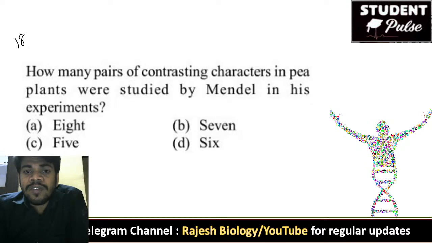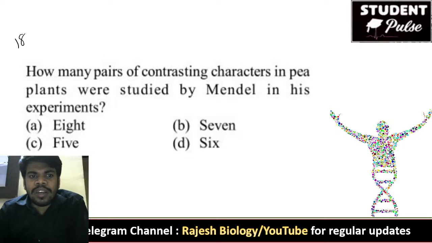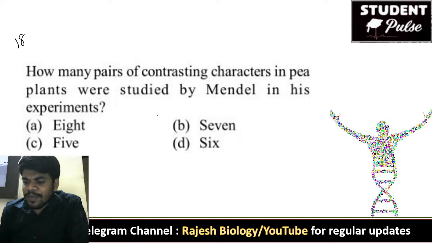18th question. How many pairs of contrasting characters in pea plants were studied by Mendel in his experiments? Contrasting means completely different. They stay true to their original characters. They never merge with another character. Tall means tall, dwarf means dwarf. Lokesh, superb, that is 7.